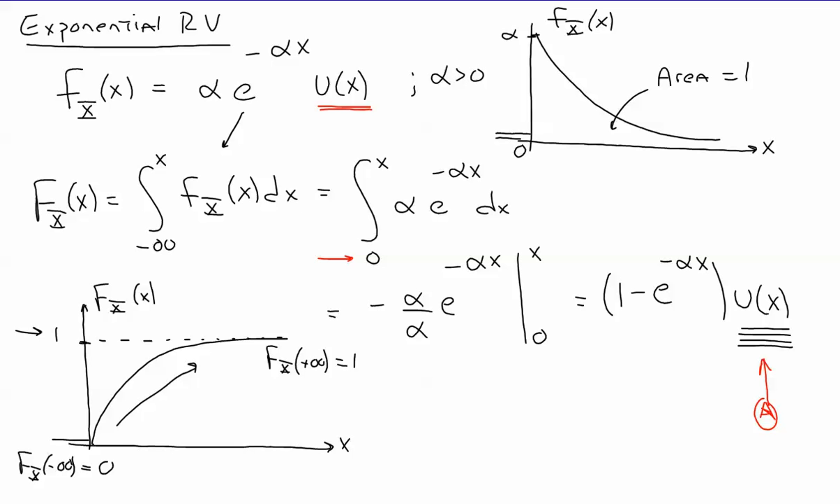So, that's all I'm going to say today about the exponential random variable. Let's look at one final random variable type for today. And this one is called the Rayleigh distribution, or Rayleigh random variable.